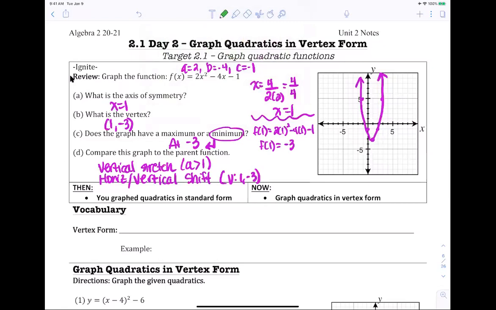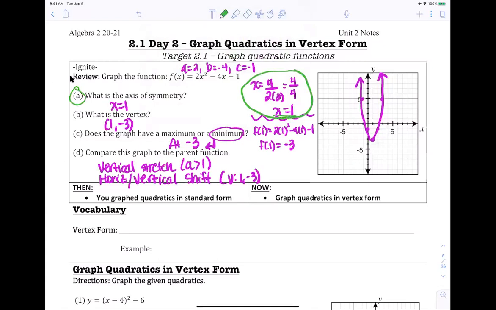So the first step to graphing this function is we want to start by finding that axis of symmetry. So if you plug it into negative b over 2a, b is negative 4. So the opposite of 4 goes on the top, plug in your a value of 2 on the denominator, and then simplify. So we get an axis of symmetry of x equals 1, which was the answer to a on here.